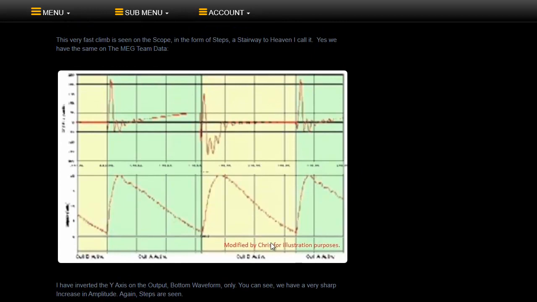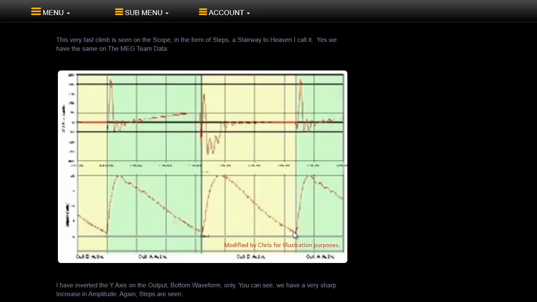This is the modification that I've done. I put "modified by Chris for illustration purposes." I think that's important to do if we're going to modify images. Make sure that we are clear about what we've done to it. Now all I've done is flip the vertical on this so that you can see from zero up to here where the coils are interacting together. This is the regauge region. Regauging is getting the potentials on the coils as high as possible with a little bit of help from your input, and then letting it go.